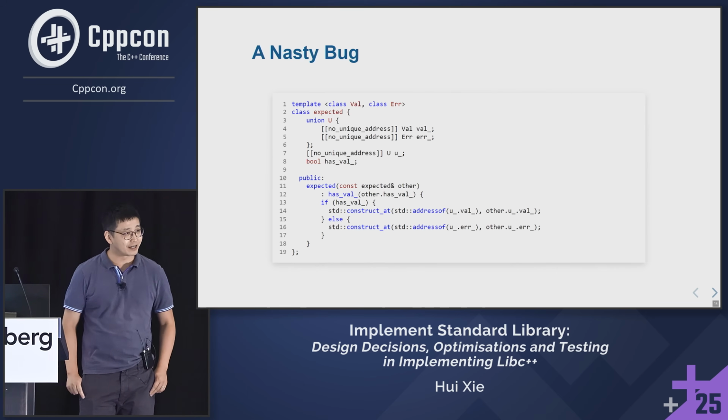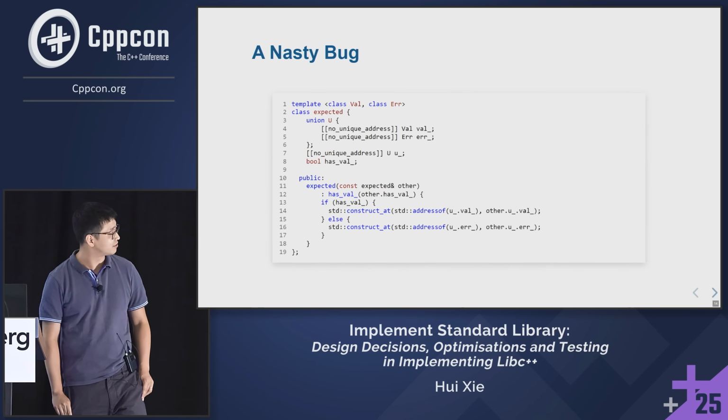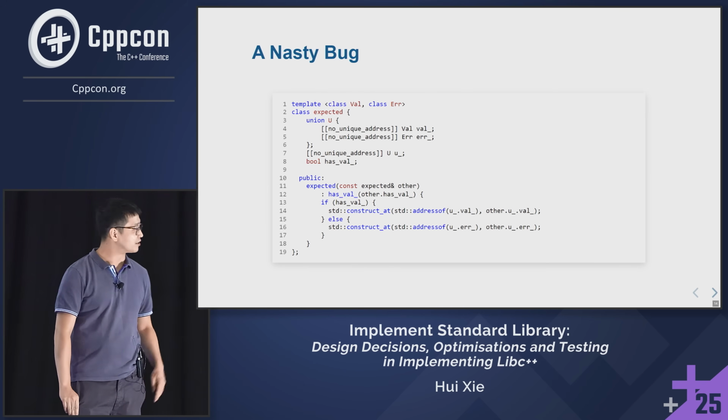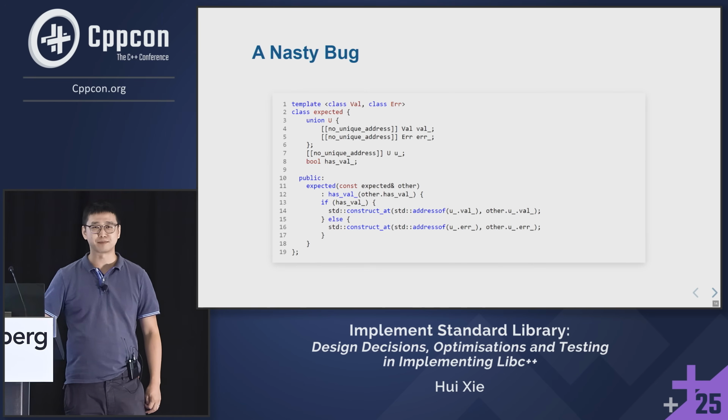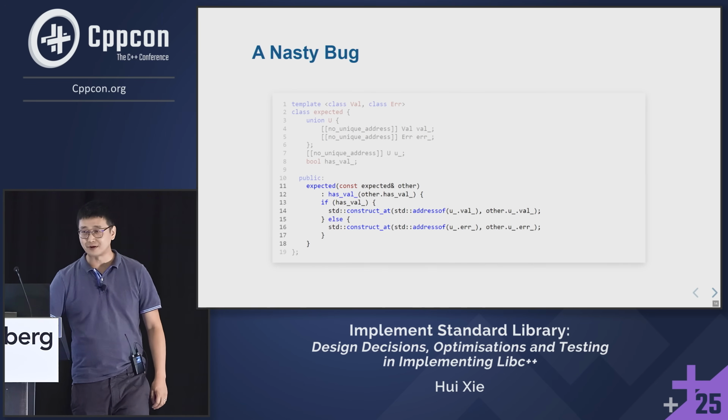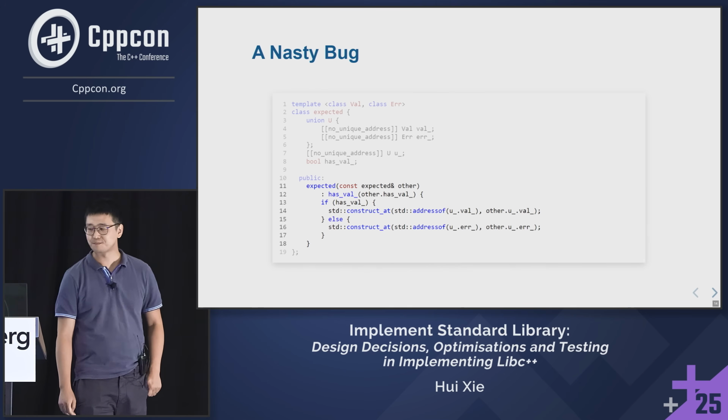Let me move on to our next example. Still std::expected, still with no unique address. And this is an actual bug we shipped in libc++ for one release. And the bug is inside this copy constructor.